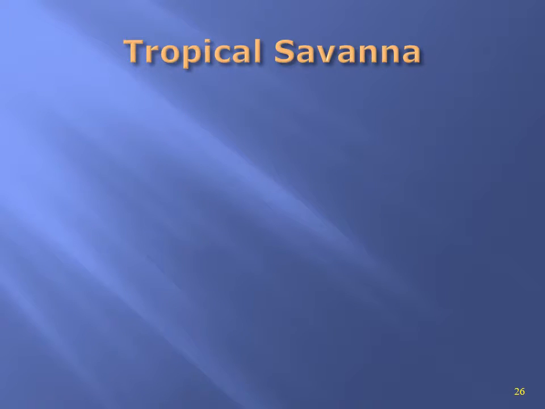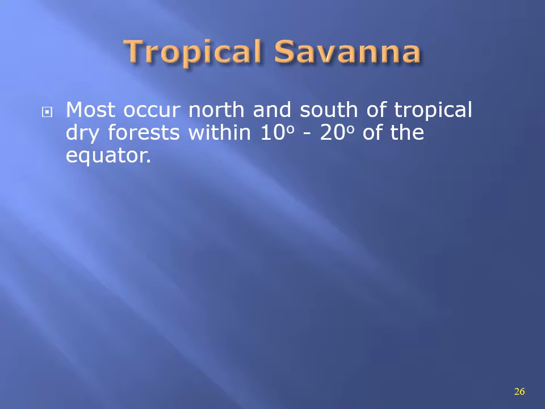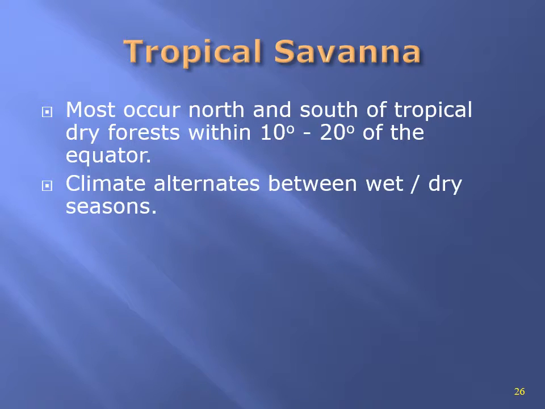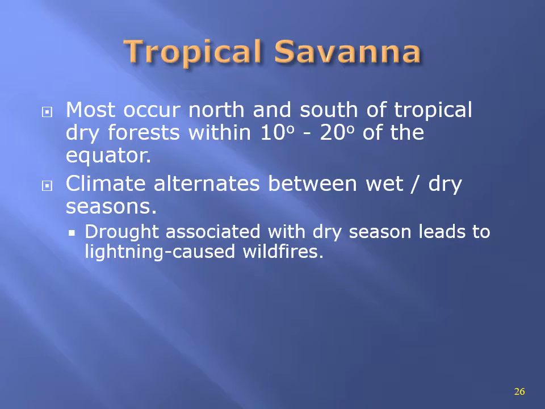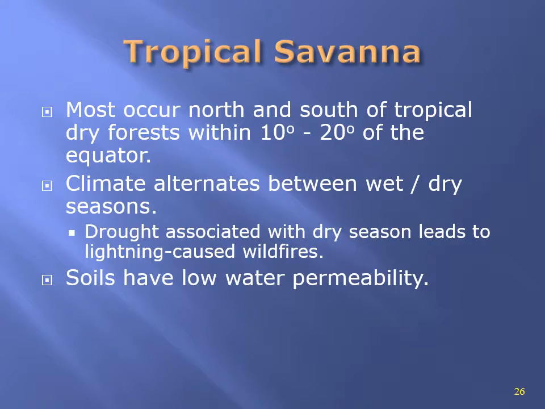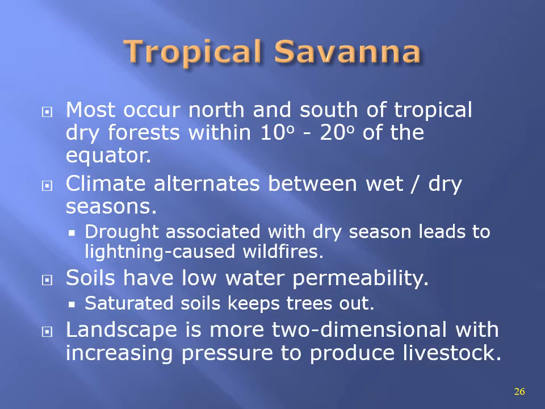Next biome we have is the tropical savanna biome, and the tropical savanna usually occurs just a little bit north or south of the tropical dry forest, but still within 10 to 20 degrees of the equator. Climate alternates between wet and dry seasons. There's drought associated with the dry seasons that leads to lightning-caused wildfires. Soils have lower water permeability. That means the water does not seep into the soil as quickly. The saturated soil keeps trees out.